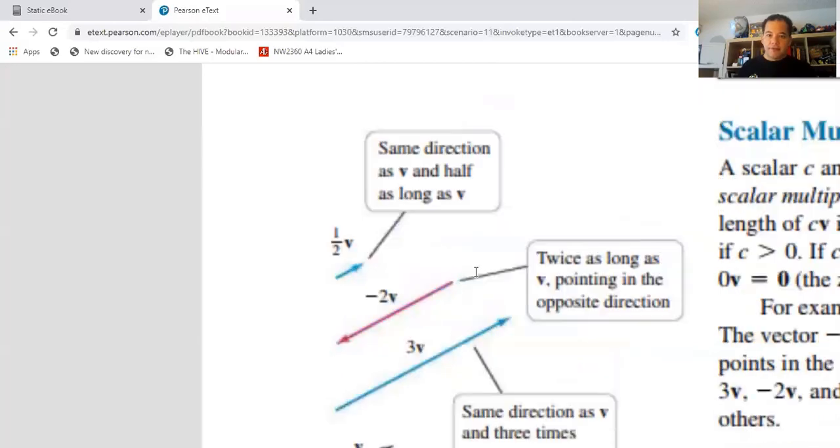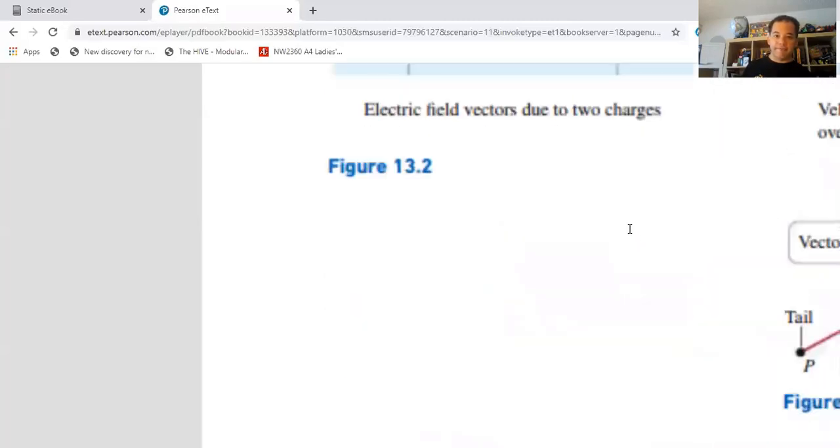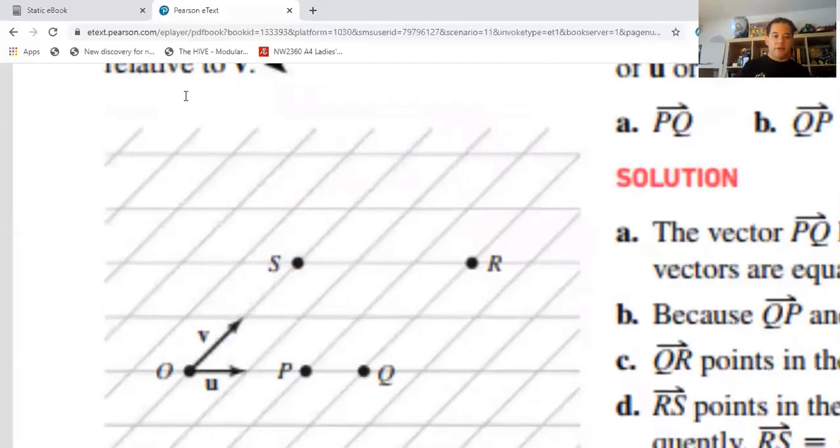So in example 1, I'm going to show you a picture, and we need to write down a bunch of vectors in terms of u and v, right? So let's go to the next page. Okay. And you see the vectors u and v marked right there. And then we want to identify a few others. For example, PQ, right? What is the vector PQ?